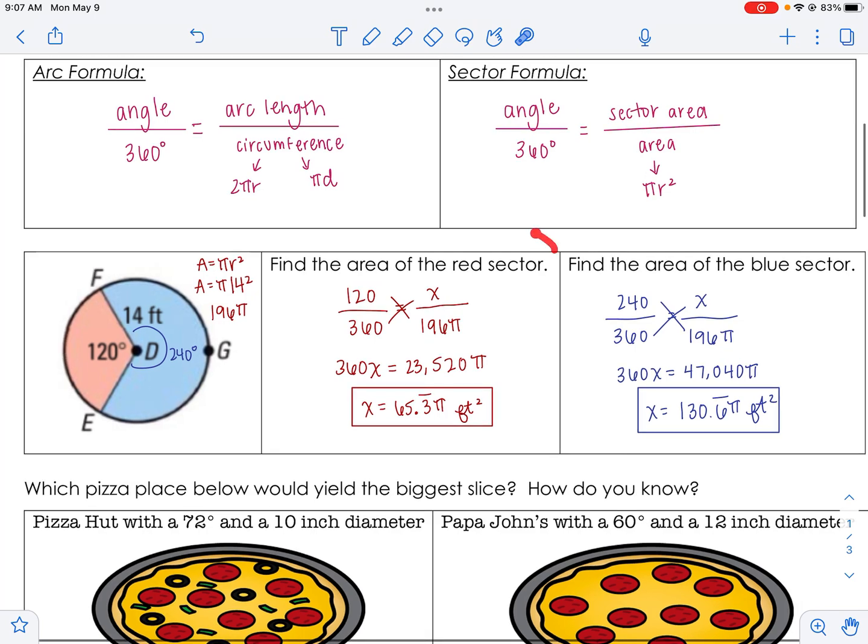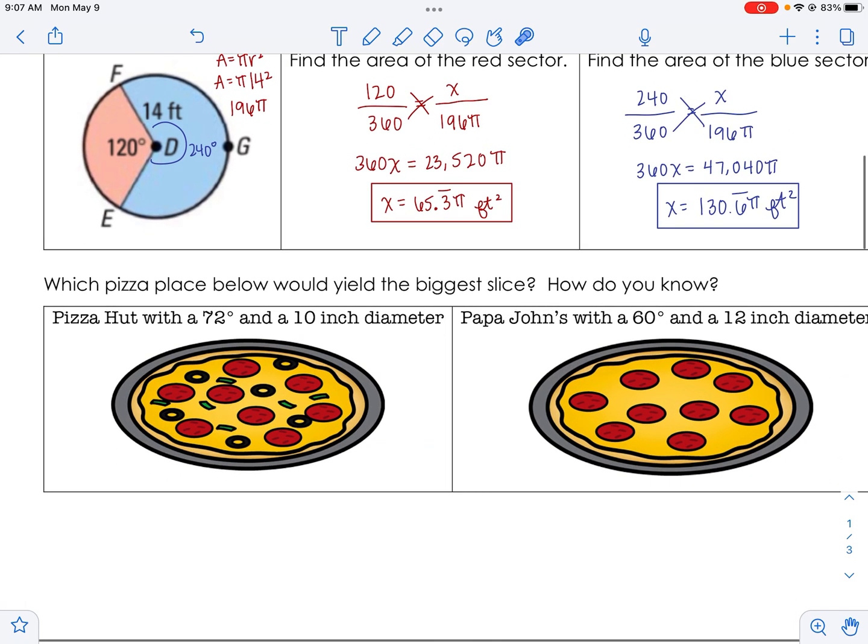So remember that sector goes with slice. It's like how much space do I have right in there? But arc would go with circumference because it's the crust. It's along the edge. So let's take a look at another problem. Which pizza place below would yield the biggest slice, and then how do you know? And our calculations are going to back up our answer.